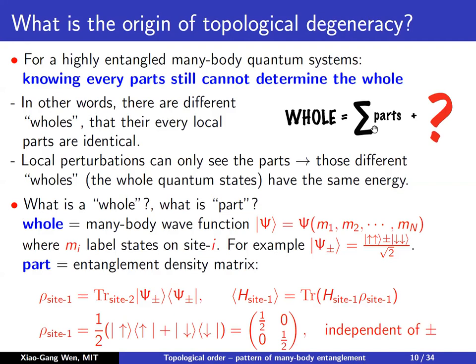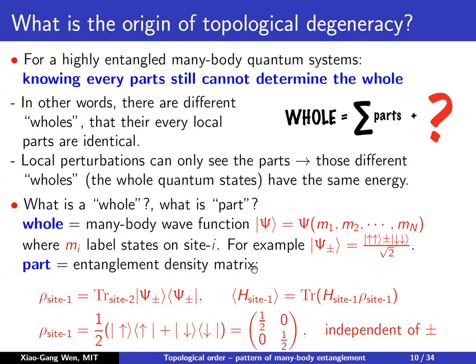For a quantum system, the whole means the total many-body wave function. The part means the so-called local entanglement density matrix. The Hamiltonian is a local interaction and only sees the local entanglement density matrix. So the Hamiltonian only examines the parts. If you have two different wave functions with the same local entanglement density matrix, then they would have the same energy, because the Hamiltonian only sees this local entanglement density matrix. And that's what leads to the degeneracy.